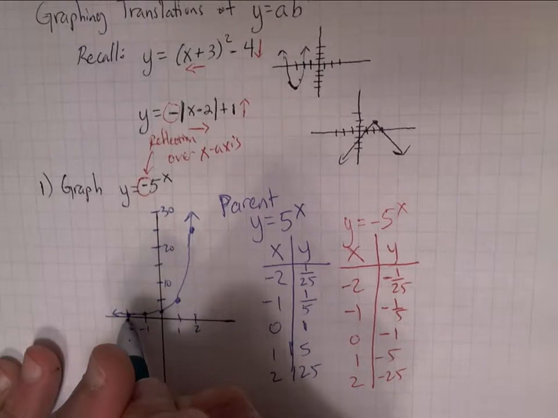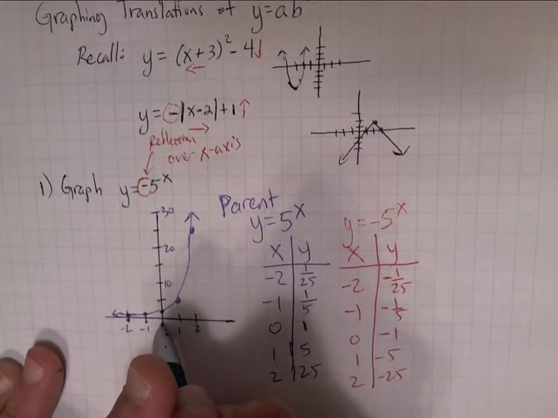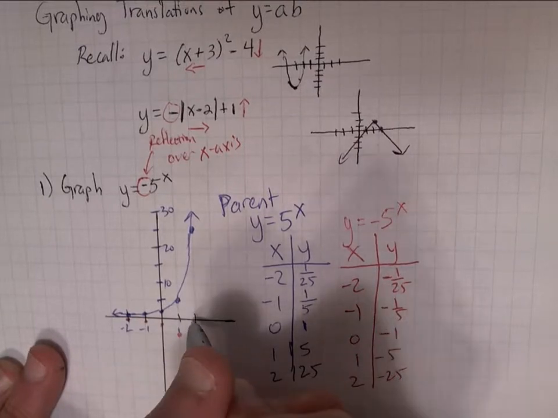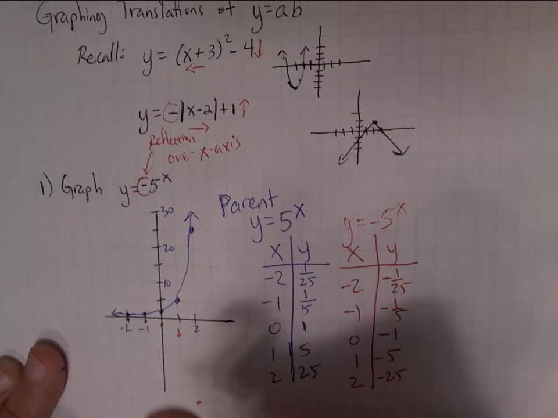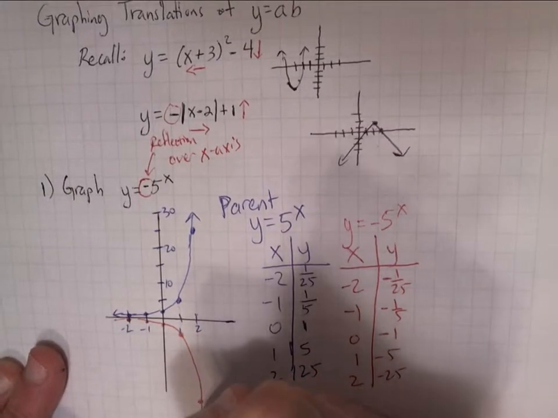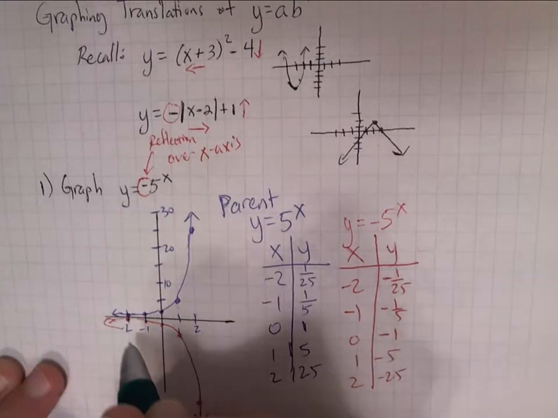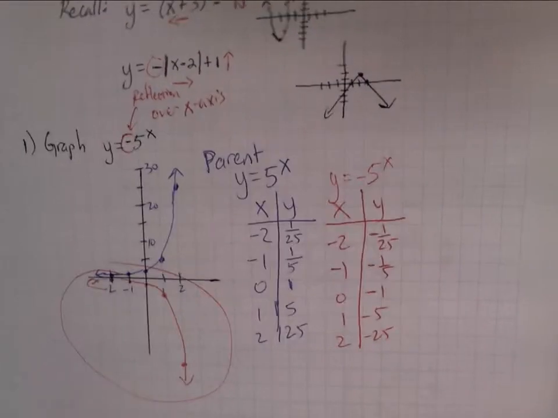So negative 2 goes to the negative version, negative 1 goes to the negative version, 0 goes to the negative version, 1 goes to negative 1, and 2 goes to negative 5. So it's the same thing, it's just a reflection over the x-axis. And really, this is the function we were asked to do. This is the function we care about. So you don't really need to graph the parent.